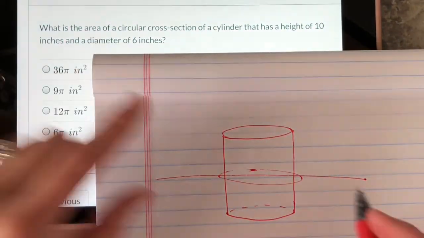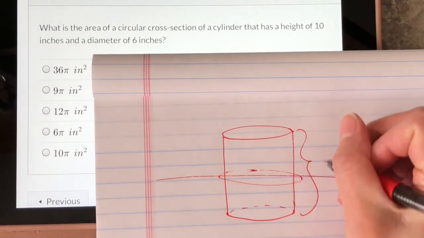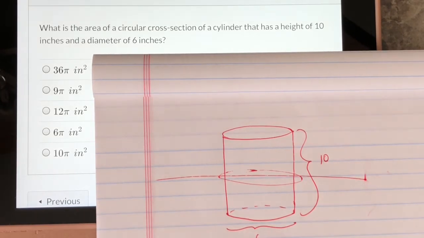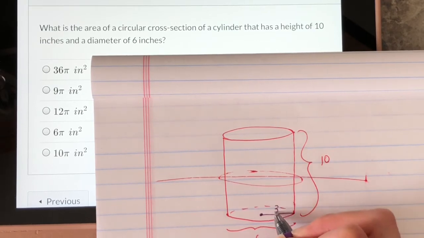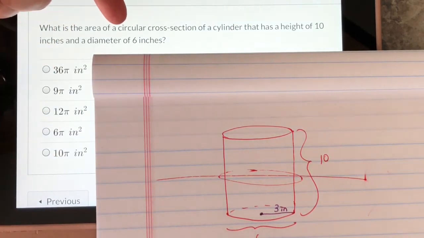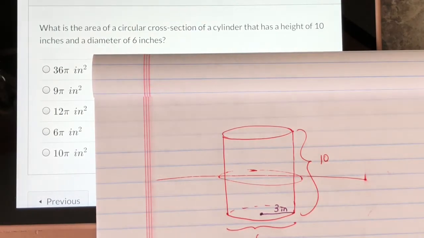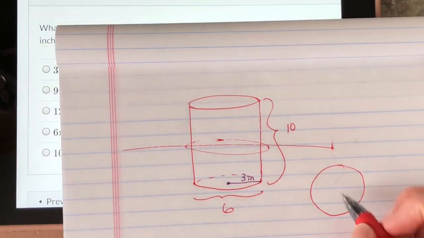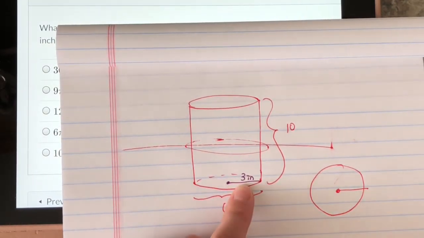So it says the height is 10, and the diameter is 6. If the diameter is 6, what's the radius? The radius is half of that, so 3 inches. Now the question isn't asking me what shape it's gonna make. It's obviously gonna make a circle because it's a circular cross-section. The question is asking, what is the area of the circular cross-section? I know the radius of this circle is 3.